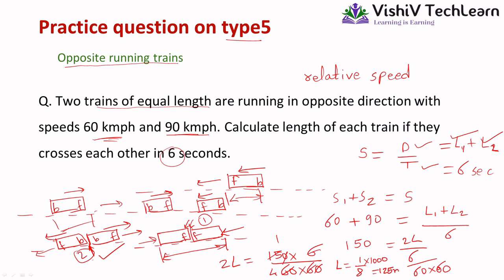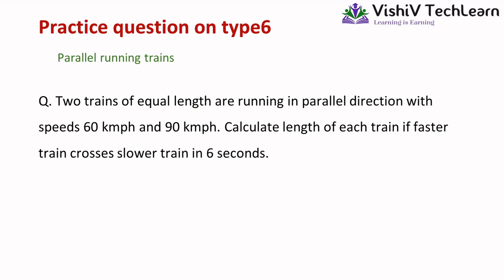125 meters is the length of each train. Let's go to the next problem, type 6. In type 6, the trains are running parallel and in the same direction. Parallel running trains instead of opposite running trains.